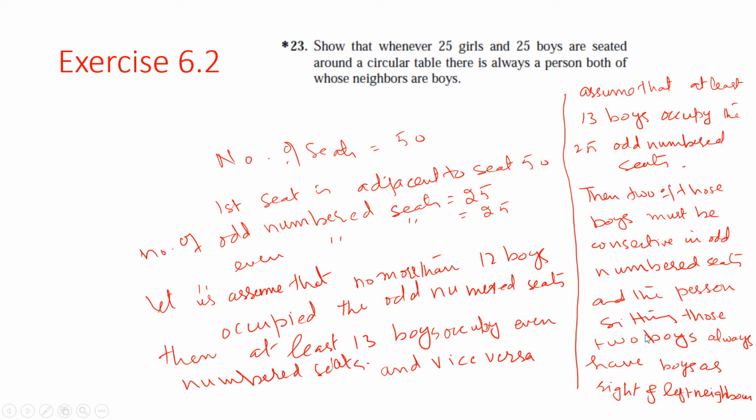So if this happens, of course, the person sitting between those two boys, I forgot to write between, the person sitting between those two boys always has boys as right and left neighbor. Okay, and of course the person sitting between those two boys will be seated on an even number seat.